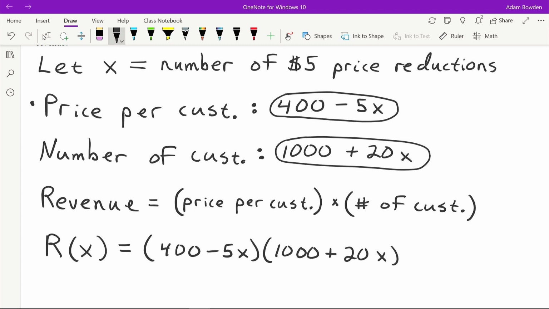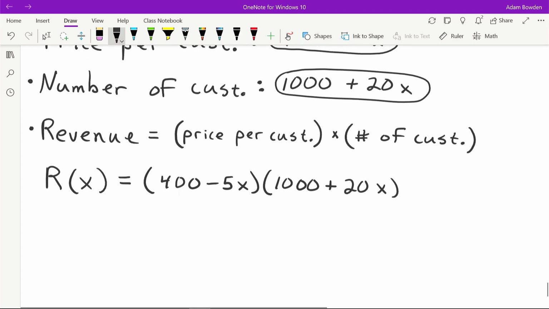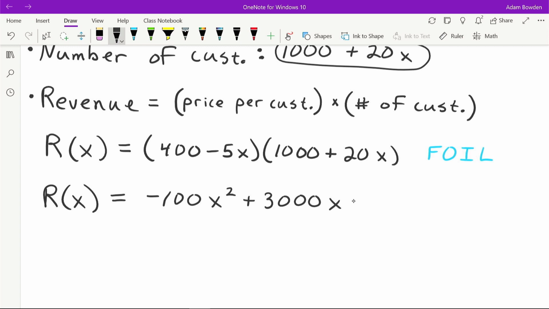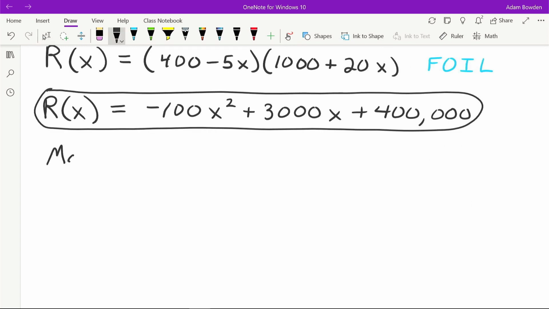Okay, so we've come up with everything we need to get started at least. What I did here was I FOILed out this particular R of X function, and I came out with negative 100x squared plus 3,000x plus 400,000. And since we want to maximize the revenue here, we're going to find the first derivative, r prime of x.